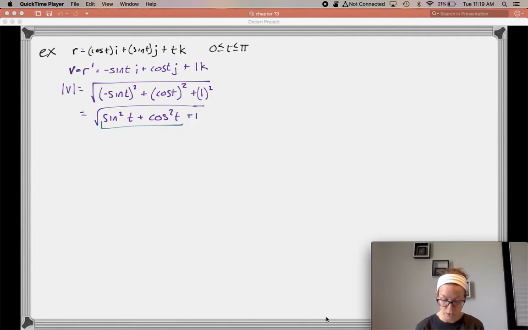Sine squared plus cosine squared. Well, that hopefully is a familiar substitution. That's 1. So we get a square root of 2. That's the magnitude of this.